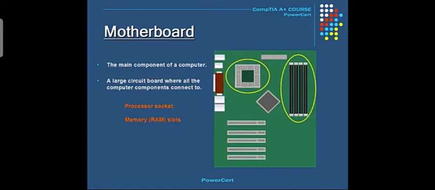And there's also the bus slots. The bus slots are used to install various components to add more capabilities to a computer, such as a video card, sound card, network card, and so on.